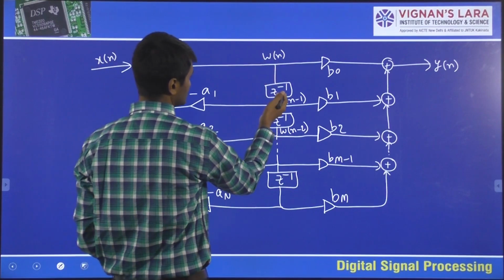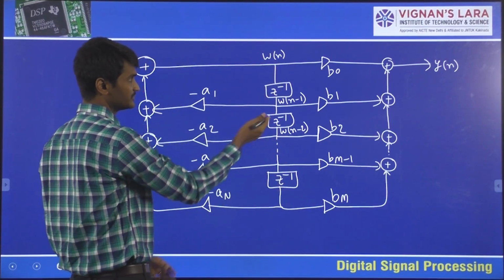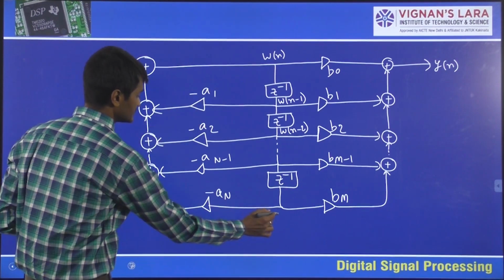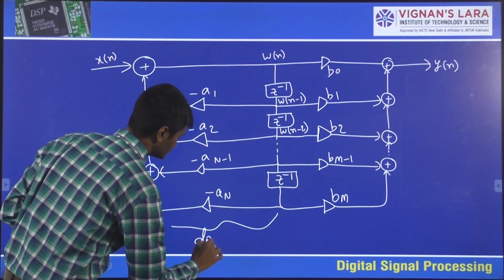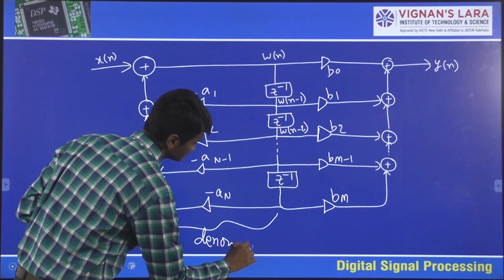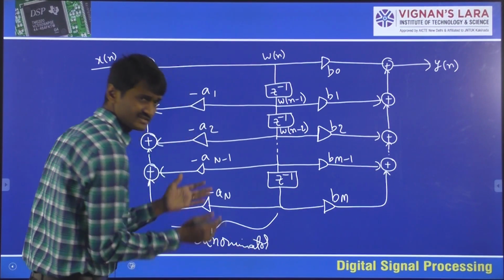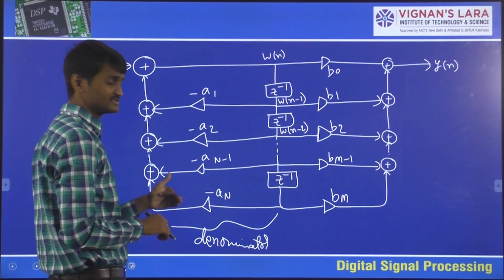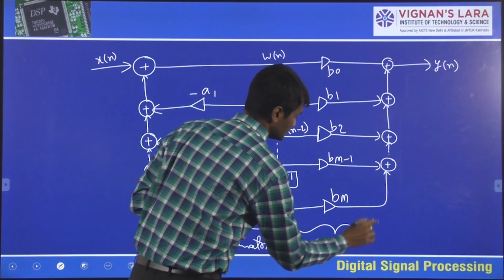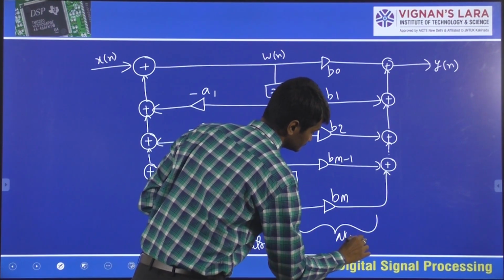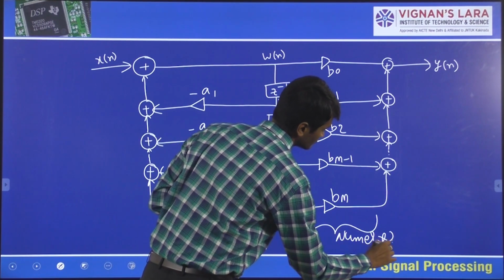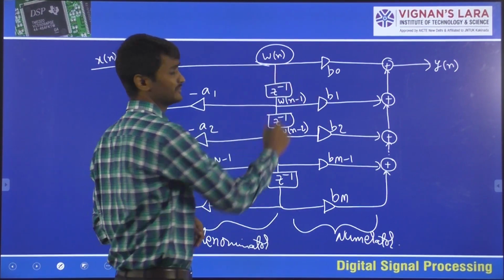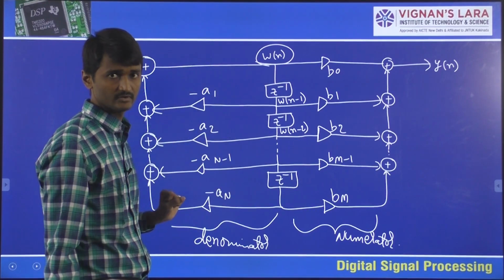See, the same delay elements are used for both the numerator part and denominator part. The denominator part is the z transform representation of the entire LCCD equation, and here there is also the numerator part. All are the same. That's why we have considered an intermediate expression, w of n.